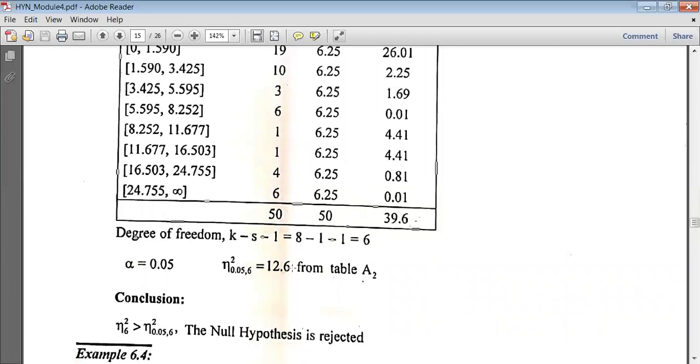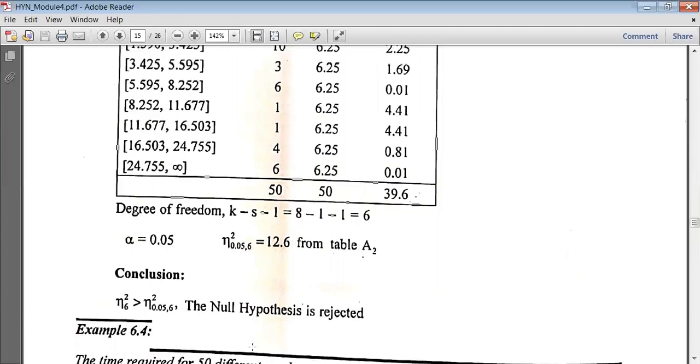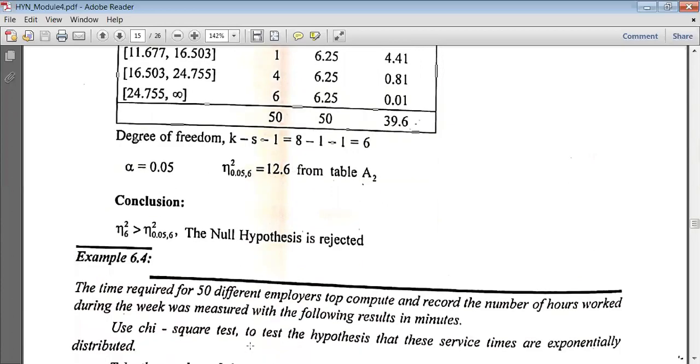If this value is less than this, then you have to accept it. If the value you have got is greater than the table value, then the null hypothesis will be rejected.